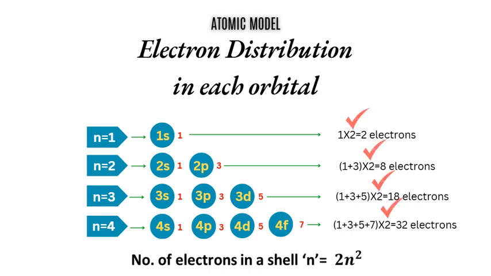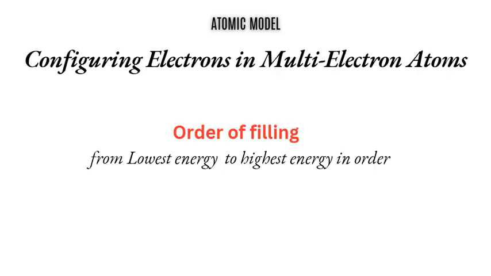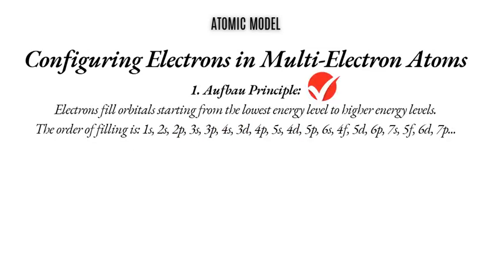Each orbital can accommodate 2 electrons, one spin up and one spin down. The order of filling starts from the lowest energy to highest energy level until all electrons are configured. To configure electrons in multi-electron atoms, we follow specific rules and principles. Aufbau principle: electrons fill orbitals starting from the lowest energy level to higher energy level. The order of filling is 1s, 2s, 2p, 3s, 3p, and so on, as shown in the diagram.